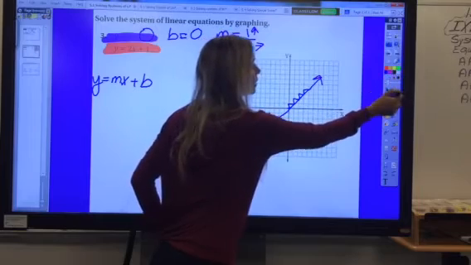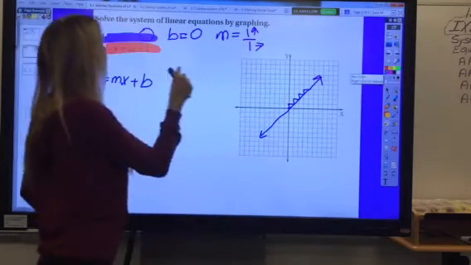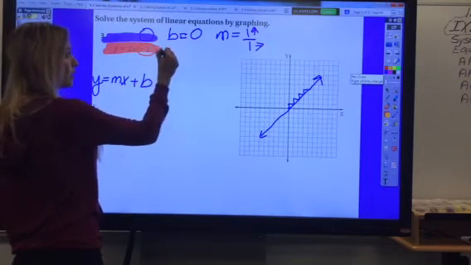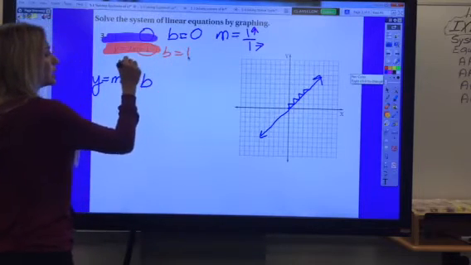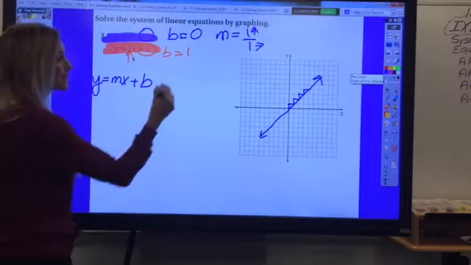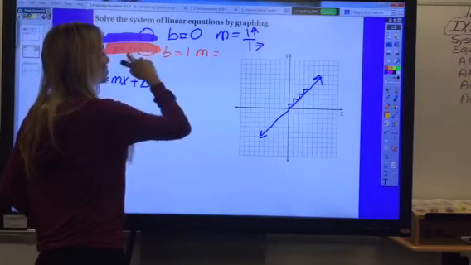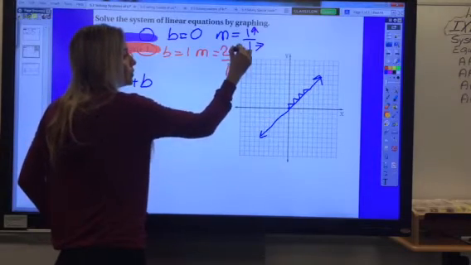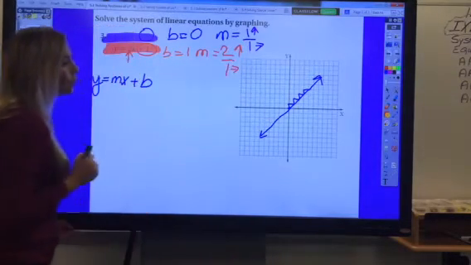Now let's look at the red equation. The red equation, beginning, right? The initial value is right in here, so b equals 1. And the slope is the number before the x. So the m equals 2. And it's going to be 2 over 1 as a fraction. 2 units up, 1 unit over.